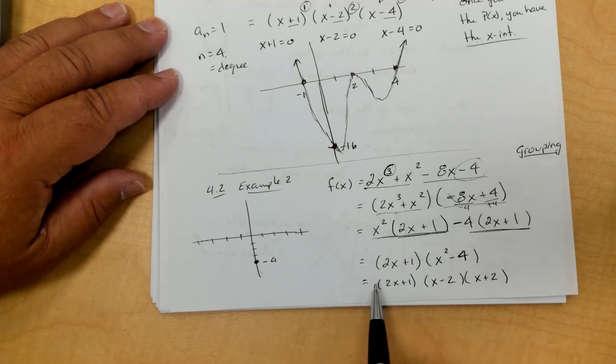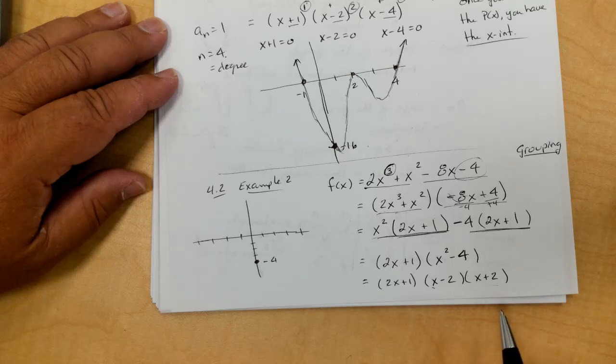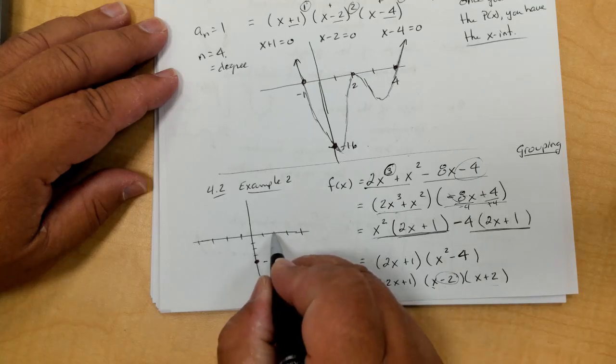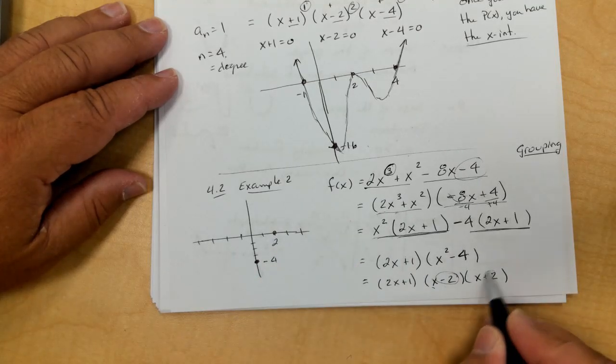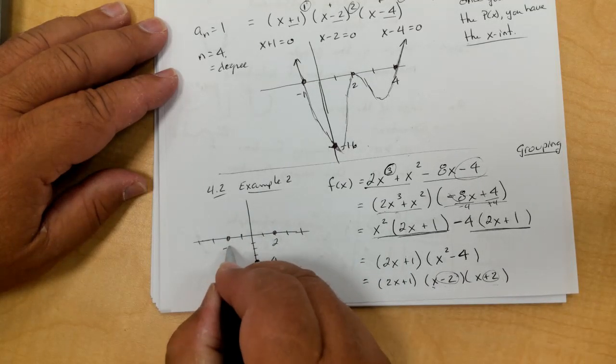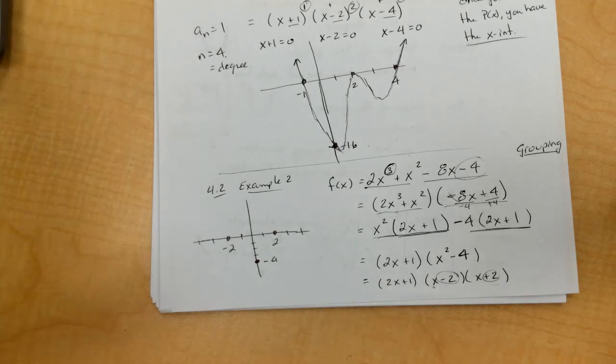Let's do the easy ones first. Since you have more time, what are these intercepts? What's that one? X equals +2. Yeah, so it's +2, and x equals -2. Those are the easy ones.